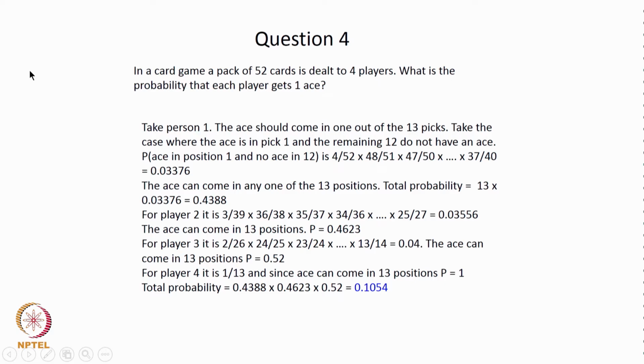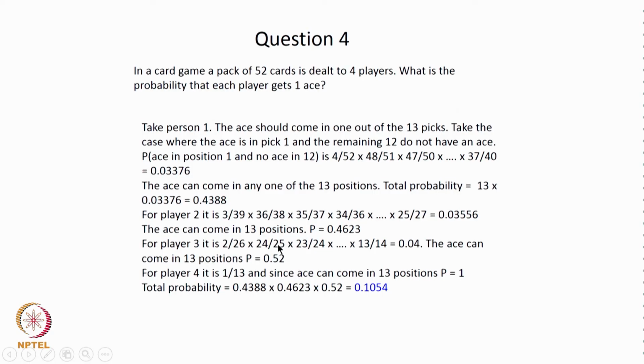For player 3 it is 2 by 26 because players 1 and 2 have already used up 26 out of the 52 cards and the remaining 26 cards are available, out of which there are 2 aces. So 2 by 26 into 24 by 25 and so on, and this comes to 0.52. For player 4 it is 1 by 13 because player 4 does not have a choice, all the remaining 13 come. So out of these 13 there should be one ace, so 1 by 13, and this can come in 13 positions, so 1. So we multiplied all of them to get 0.1054.